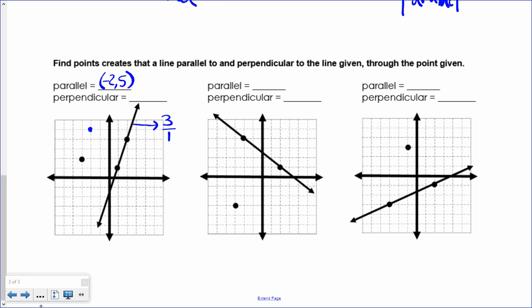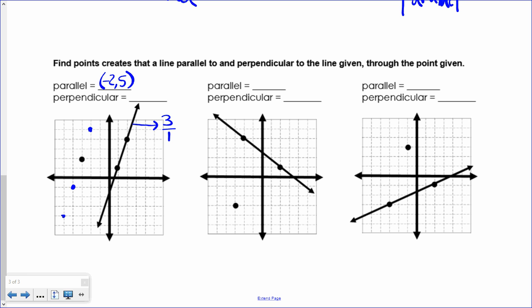Now, is that the only possibility? No. Why? You could also go down. You could go down 3 and over 1. You could do this point as well. You could keep going. You could go down another 3 and over 1. You could choose that one. Right? It's really up to you what direction you want to go in. But it needs to have that positive slope of 3 over 1. And you just pick any point that will do that. Okay? Now we're going to switch to perpendicular.